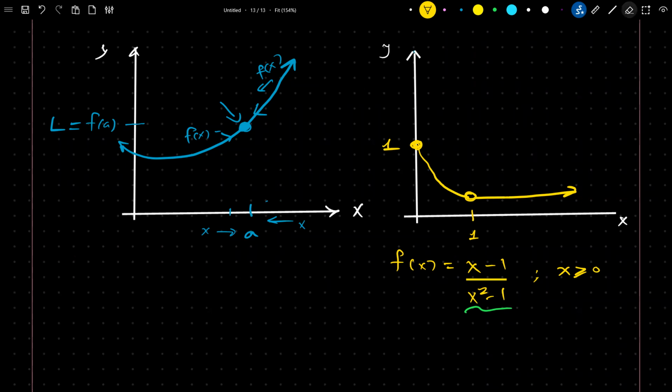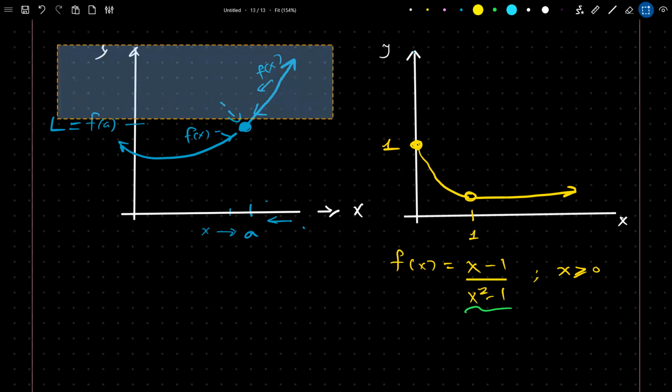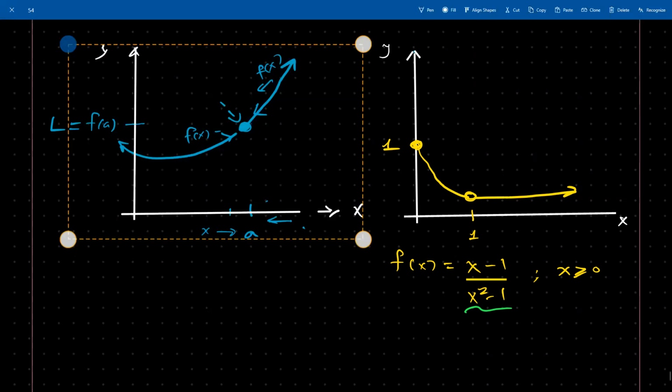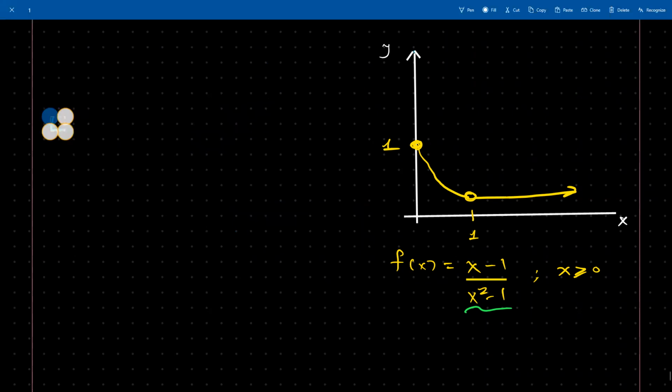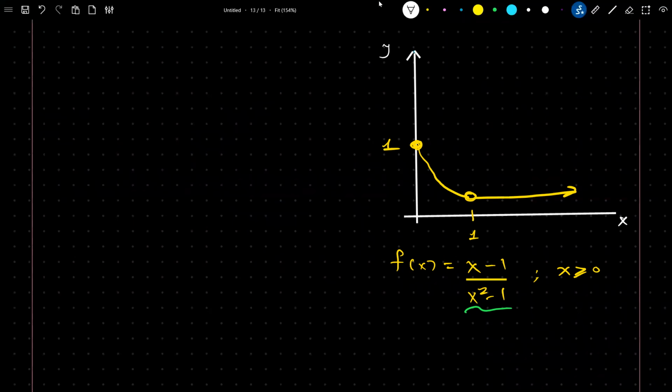So that's where this limit really comes in handy, because you can see that the function doesn't have a value at 1. It's not defined at 1, but it still certainly can have a limit. So what we can do is look at the limit as x goes to 1 of our function x minus 1 over x squared minus 1. And in fact, for this function, we could just look at it here.